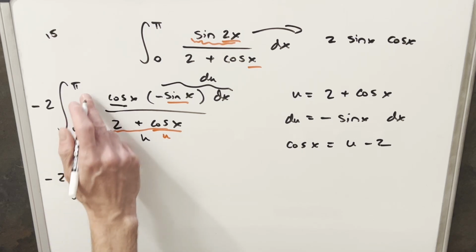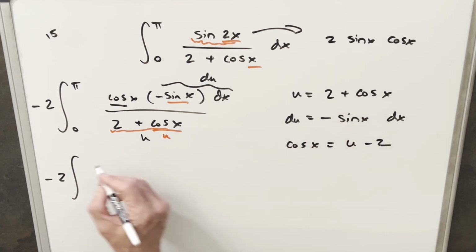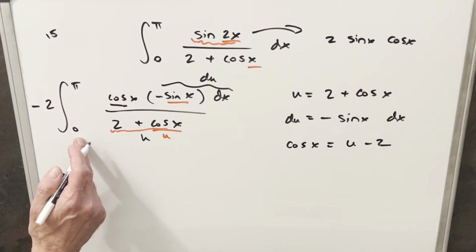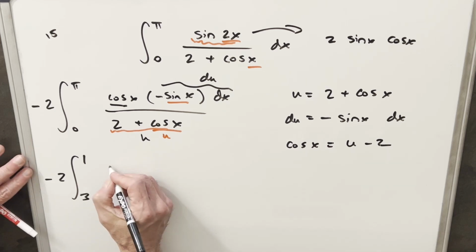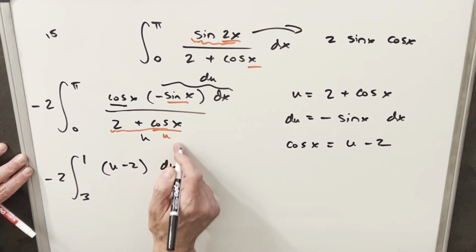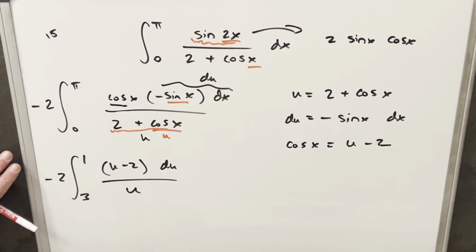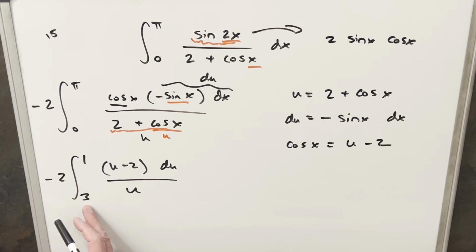What I'm going to do is take pi and plug it in here. Cosine of pi is minus 1, and 2 minus 1 gives me 1 for the upper bound. Then plugging in 0, cosine of 0 is 1, plus 2 gives me 3 for the lower bound. Then here, cosine of x, we just found this value, u minus 2. Then this whole piece is going to be our du, and then we're going to have just u in the denominator. Next, I'm going to take this minus sign and use it to flip the bounds. We just prefer to have the larger number as the upper bound.